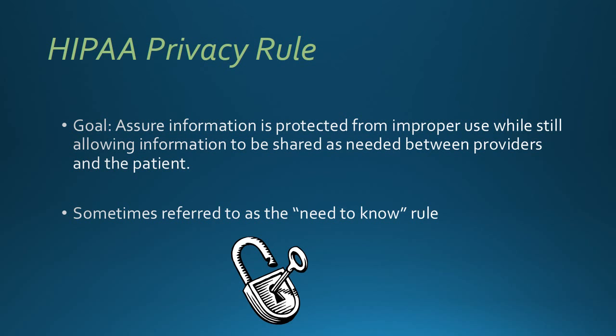Releases of information, or ROIs, are required in most settings, and even then, patient information can only be accessed when it is absolutely necessary, and only the information which is needed for that particular service must be accessed. You can't just see anything that you want. This is why the privacy rule is often referred to as the need-to-know rule.